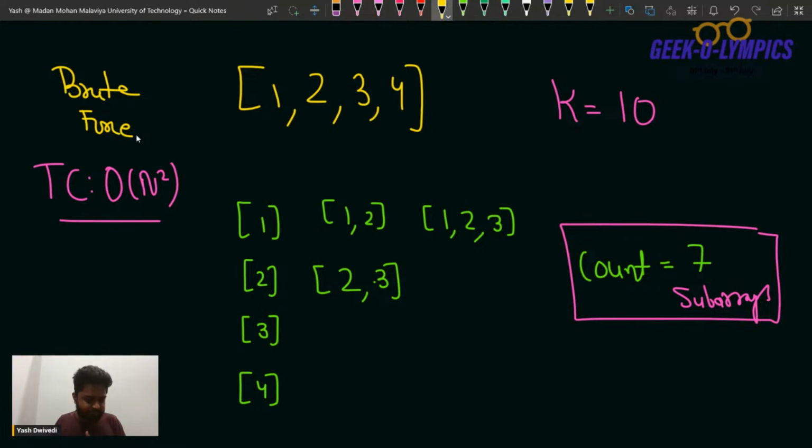Right now, once we have done this, the issue is how do we optimize this? So in this particular case, whenever you have to do something with regards to subarrays and you have to reduce the time complexity, you can think about the sliding window concept.